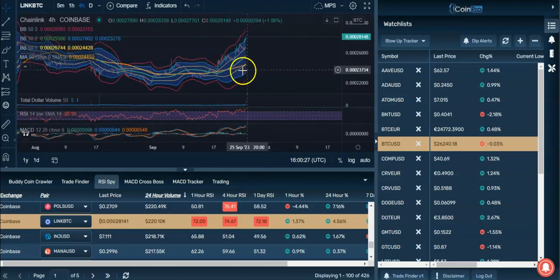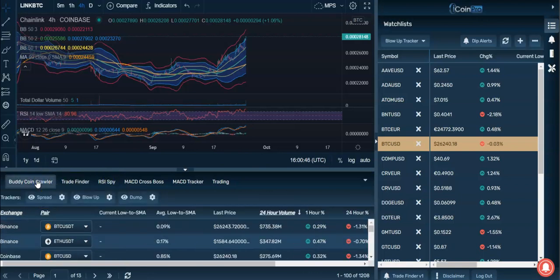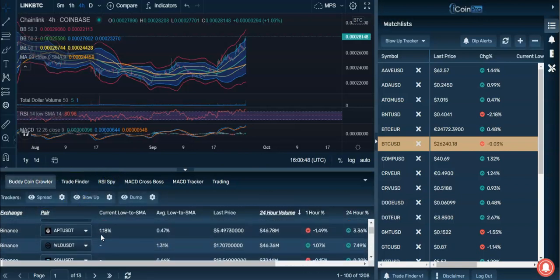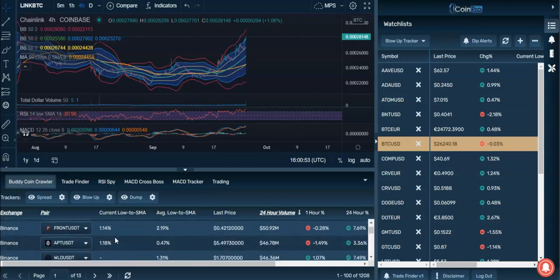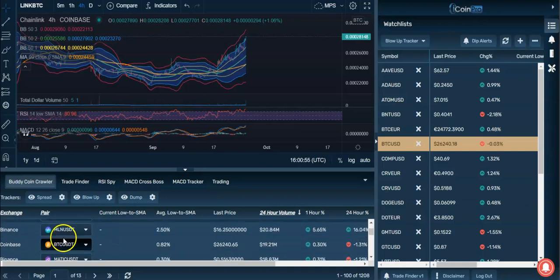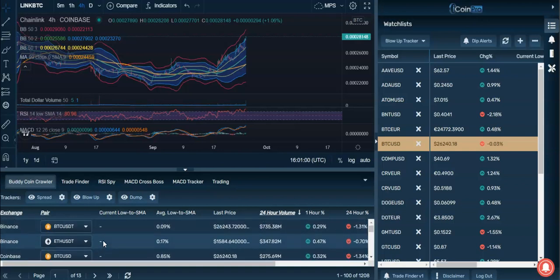So you can play either side, and then over here you get notifications about different dip alerts and different dip trades. Okay. So I like to use it right here. I like to use the trade finder right here. I like to use the RSI, and then the Buddy Coin Crawler is really good too. So the Buddy Coin Crawler will find coins that will be moving more than Bitcoin. So if Bitcoin moves 10%, some of these coins will move 15, 30%. So that's what this helps you find.